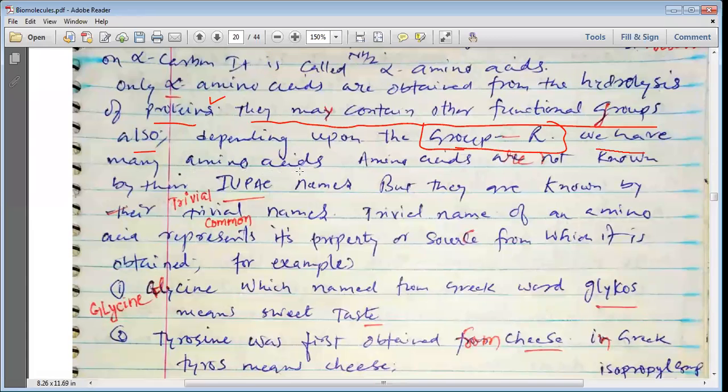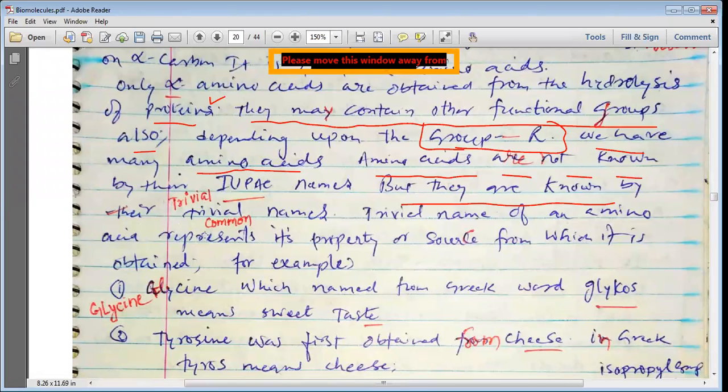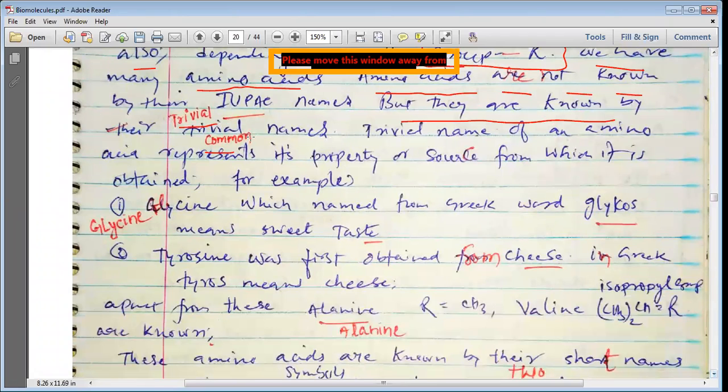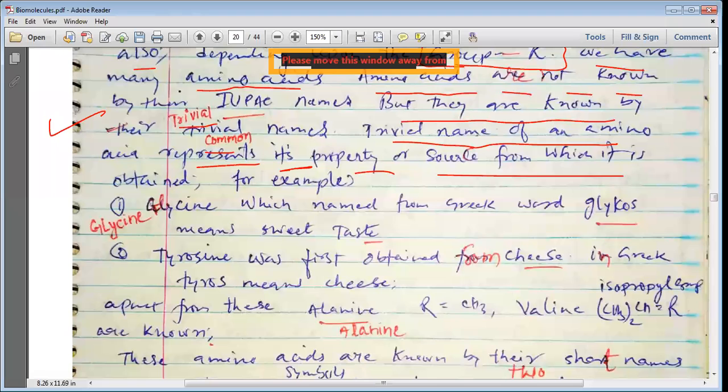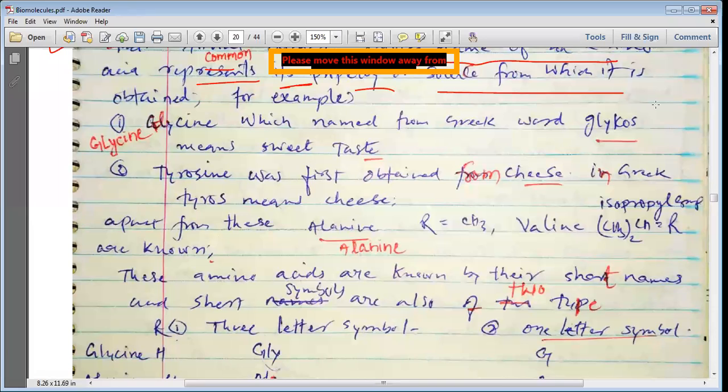We have many amino acids, and amino acids are not known by their IUPAC names, but they are known by their trivial or common names. So my dear students, please remember that amino acids are not well known by their IUPAC names, but are known using their trivial names or common names. The trivial name of an amino acid represents its property or its source from where these amino acids are obtained. That means the trivial name depends upon their source, or a particular property of that amino acid.